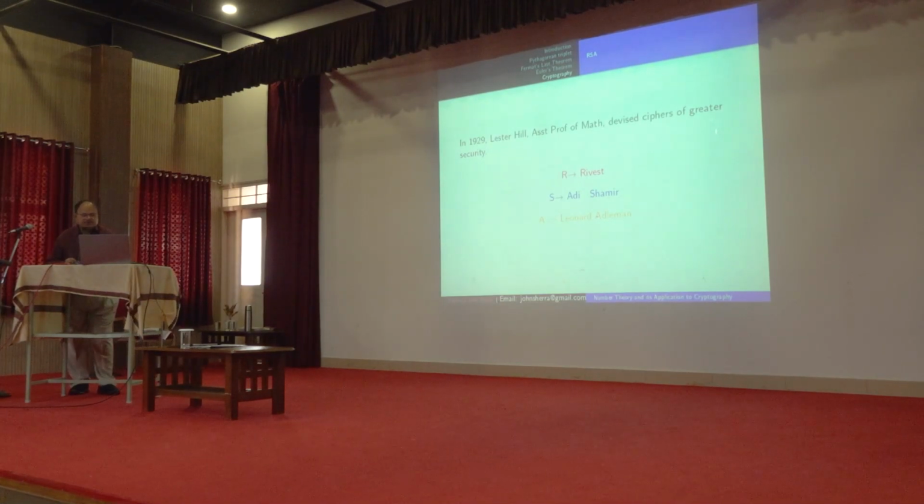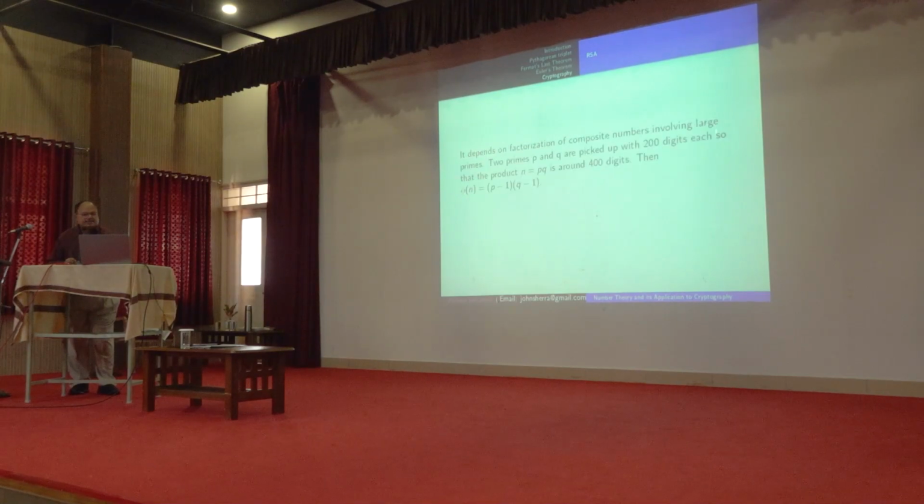They were the ones who invented this, and it depends on two huge primes. A little later, I'll show you that primes are of very huge nature. So P and Q are huge primes. Their product N is known, and that is PQ, around 400 digits. And phi of N, as I have already said, is (P minus 1)(Q minus 1), as P and Q are primes.